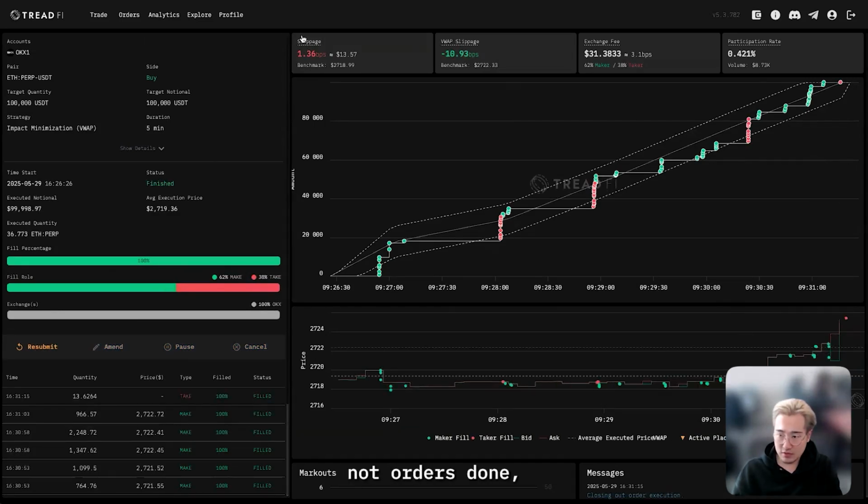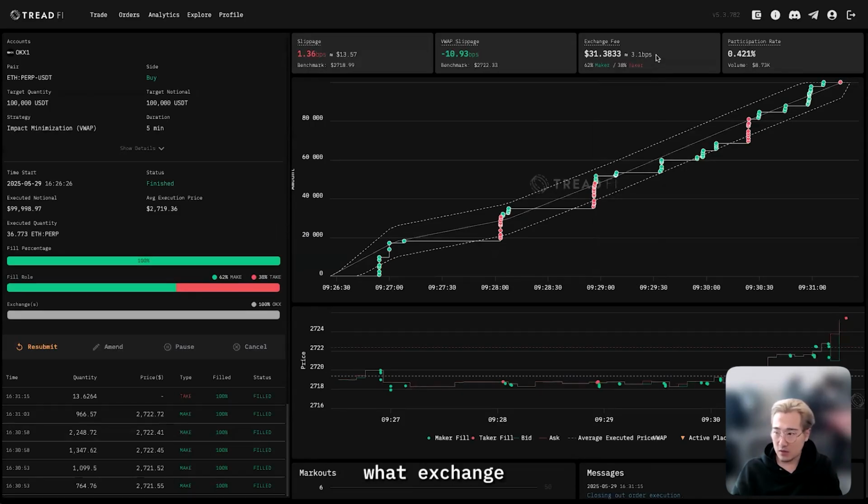Now that the order is done, we can take a look at some of the TCA metrics to see how the order did. The metrics are displayed at the top here. They update live as you trade the order, but at the end of the order, you can take a look at these just to see in retrospect what happened. The easiest one to understand is probably this. So 62% of the order was done as maker and 38% was done as taker.